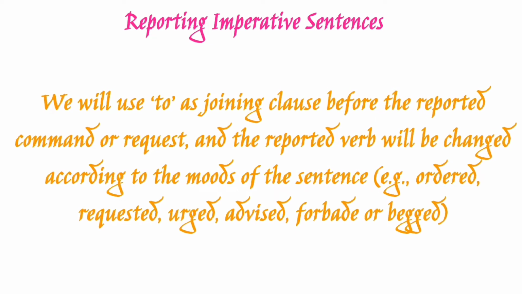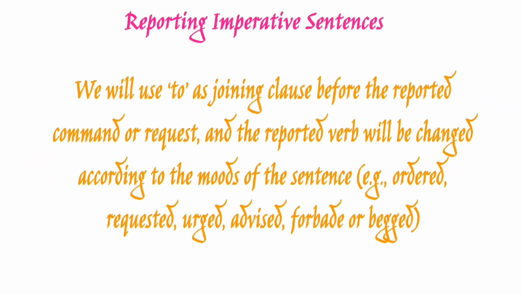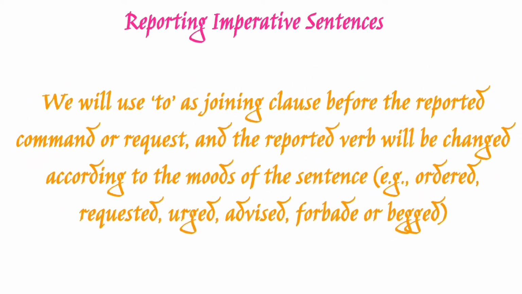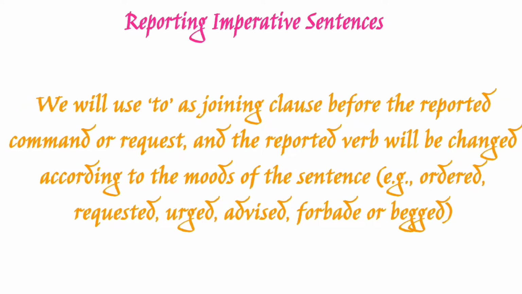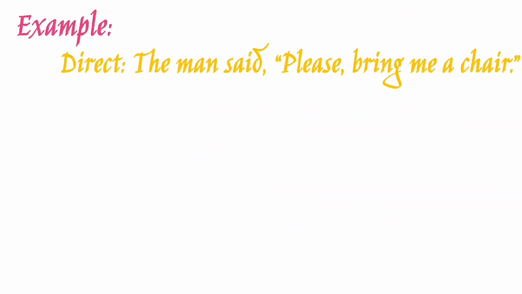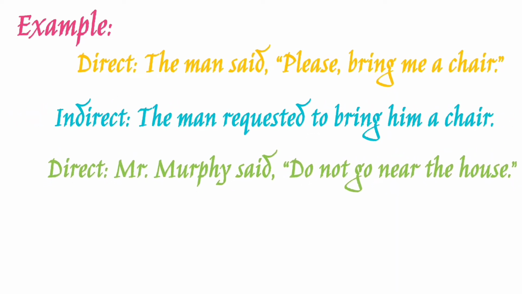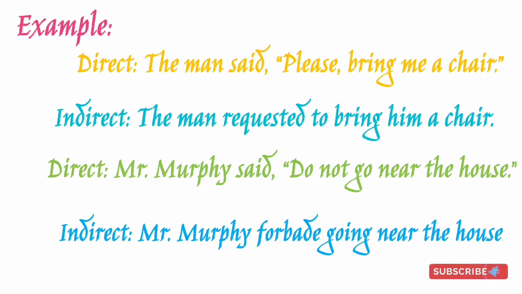Reporting imperative sentences. We will use to as the joining clause before the reported command or request, and the reported verb will be changed according to the mood of the sentence, for example, ordered, requested, urged, advised, forbade or begged. Example. Direct: the man said, "Please, bring me a chair." Indirect: the man requested to bring him a chair. Direct: Mr. Murphy said, "Do not go near the house." Indirect: Mr. Murphy forbade going near the house.